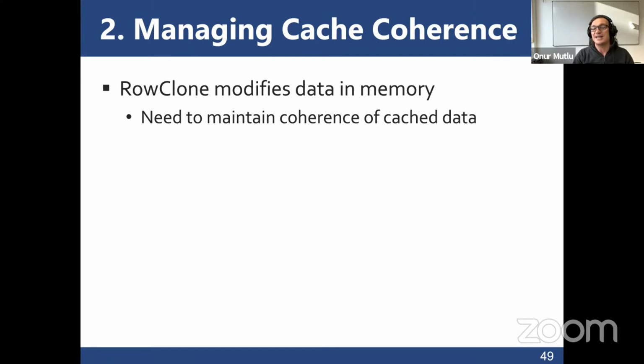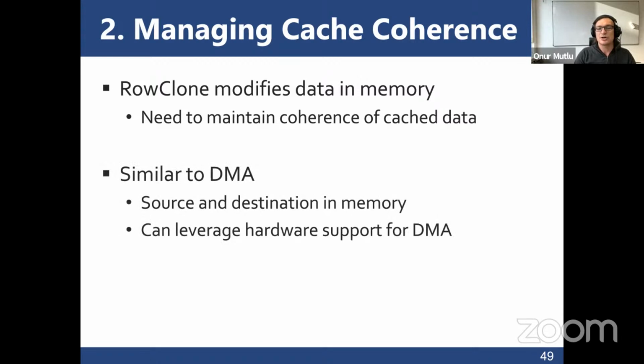So RowClone modifies data in memory, and you need to maintain coherence of the cache data. There might be some data that's in the cache, and you're copying into it, right? What do you do, basically? So the paper handles it in a practical manner, let's say. It's similar to the direct memory access engine. Source and destination are in memory, and you can leverage the hardware support that existing DMA engines support. Basically, you need to flush the destination row and the source row into the memory before you do the RowClone operation. This may take time, but this is the most practical approach.